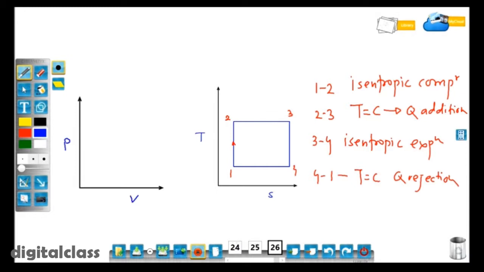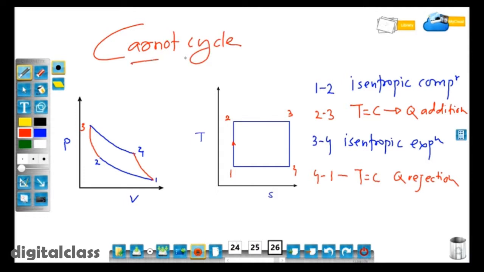Similarly, we can draw it on a PV diagram. 1-2 is isentropic compression, 2-3 is heat addition, 3-4 is expansion, and 4-1 is heat rejection. So there are two different shapes of the areas on a TS and PV diagram, but the area under both the curves or cycles is the same.